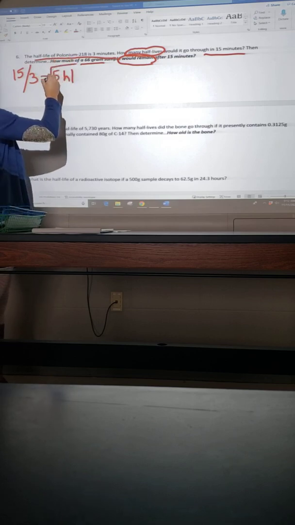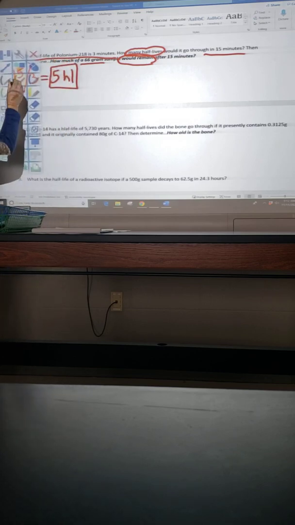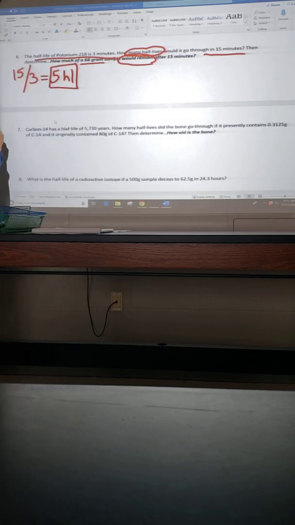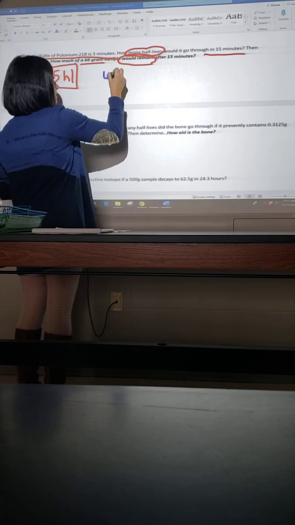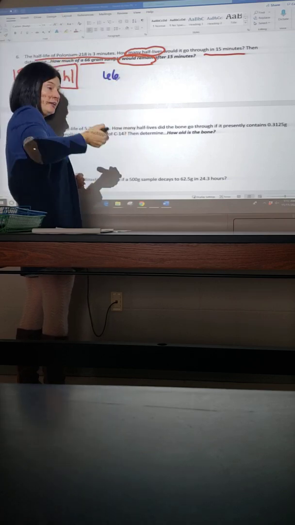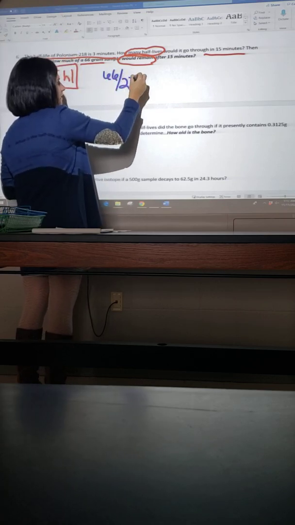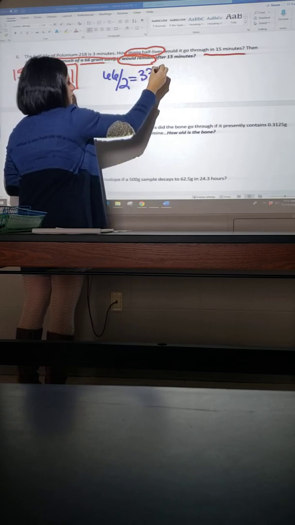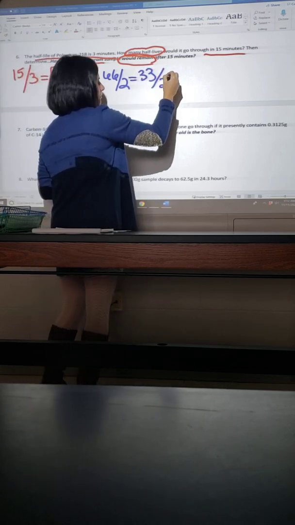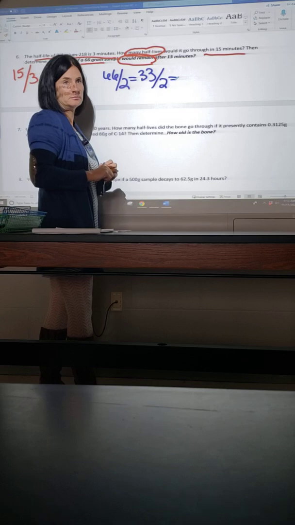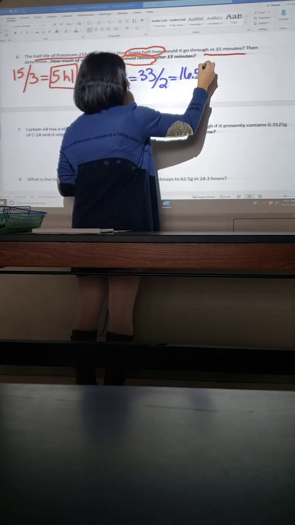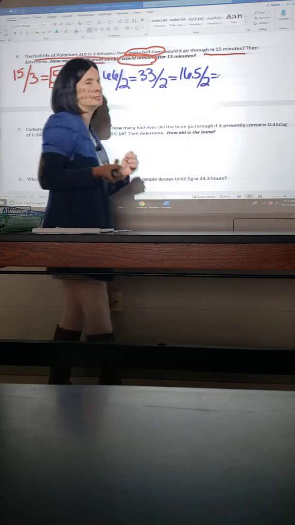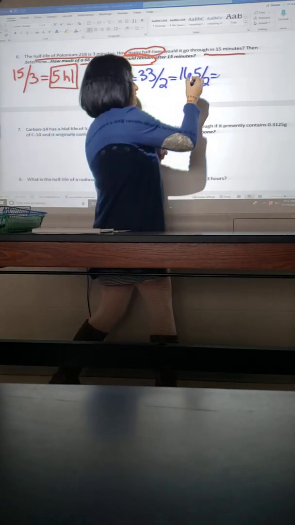So what is my starting amount? So that's the answer to part number 1, right? What's the starting sample amount? Good. So we're going to start with 66 grams. We just have to start cutting it in half. 66 divided by 2. What's 33 divided by 2? 16.5. Okay. And then we have to divide that by 2. 8.25. 8.25.